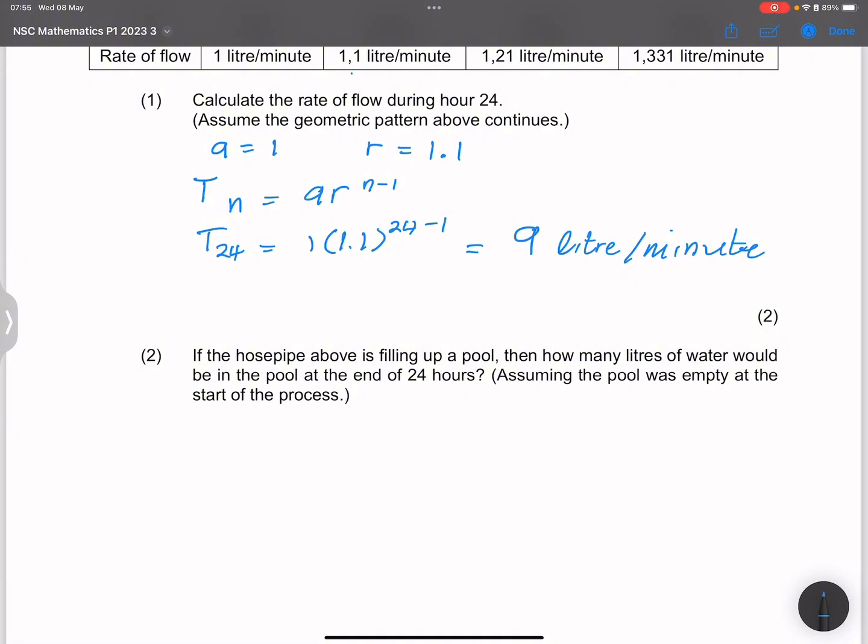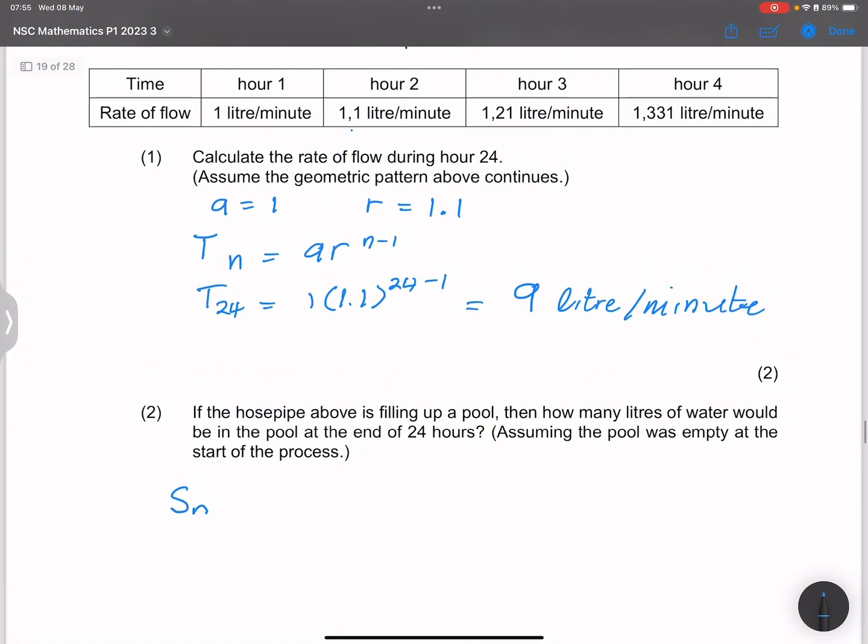In this case, every single hour we would be increasing by 1.1 liter per minute, and we are looking for the amount in 24 hours. So in the first hour it was 1 liter per minute, the second hour it's going to be 1.1 liter per minute. So I'm going to take Sn, the sum of the terms. Remember, that's going to be A into 1 minus Rn divided by 1 minus R.